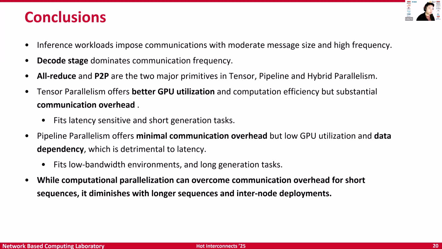Tensor parallelism offers better GPU utilization and computation efficiency, but it has a substantial communication overhead per layer. It fits really latency-sensitive and short generation tasks. Pipeline parallelism offers minimal communication overhead. If you have a lower spec machine, if you have lower bandwidth, you are constrained with internode communications.